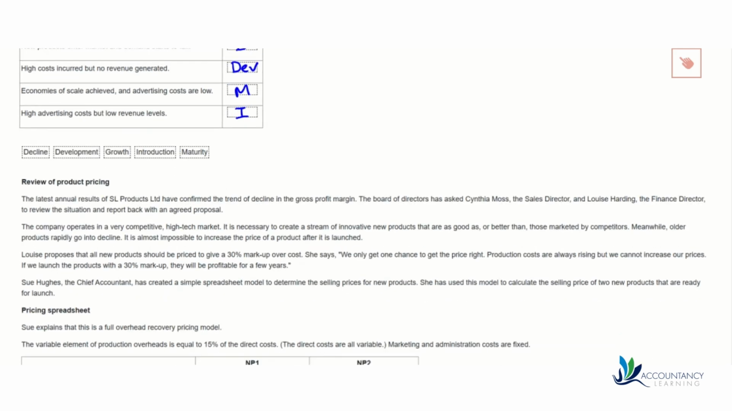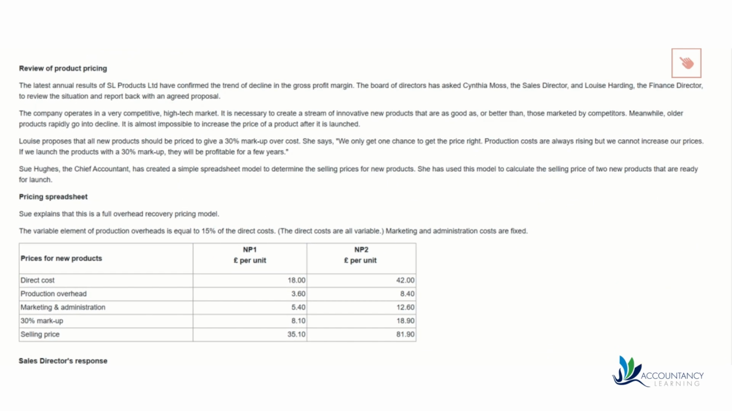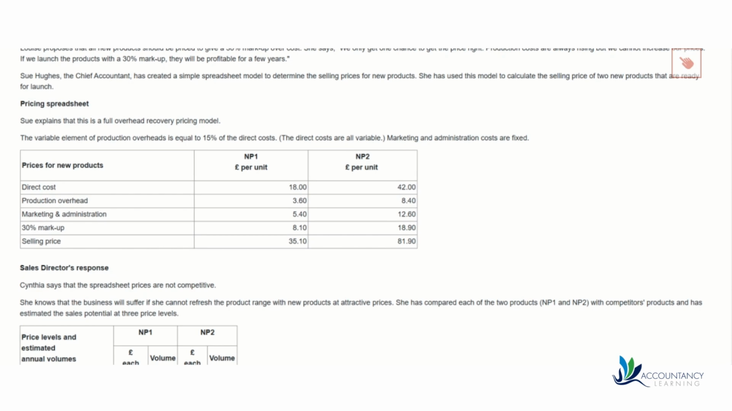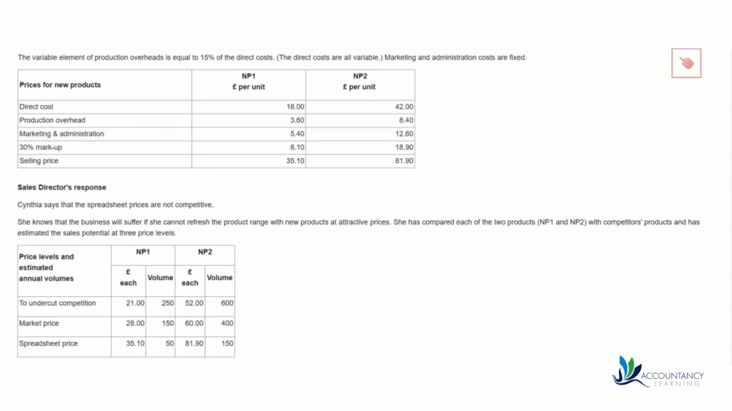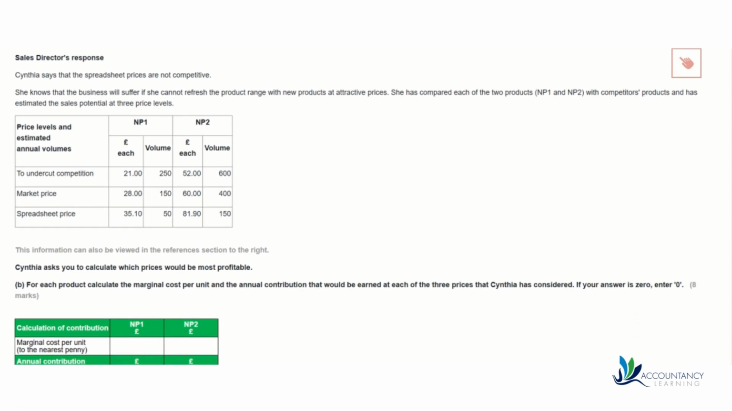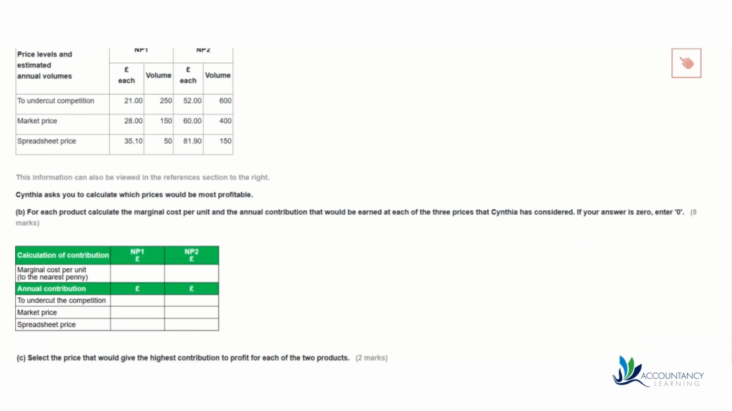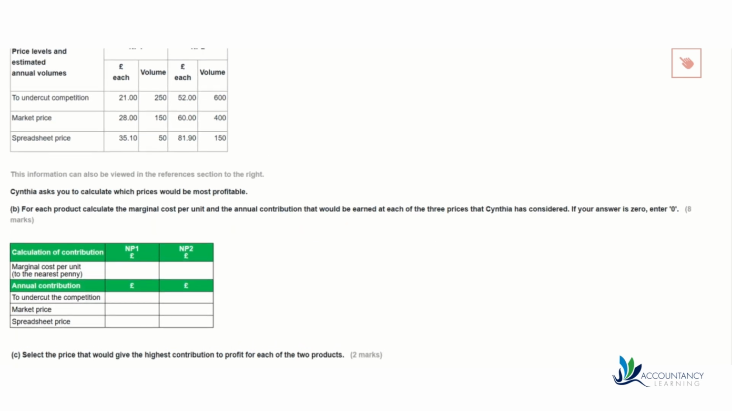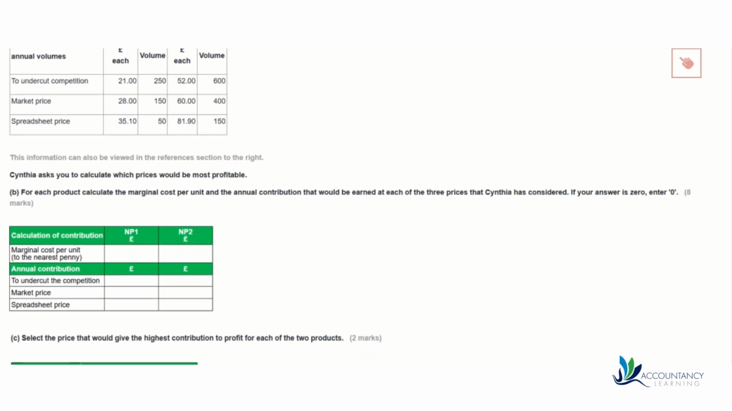Now moving down to the next part, we have some information that we need to read regarding the product pricing. We've also got a pricing spreadsheet and we've got the sales director's response. Before we go and read through these, it's really useful to actually read the requirement of the information. And again, this information can be viewed in the referencing section to the right of the assessment.